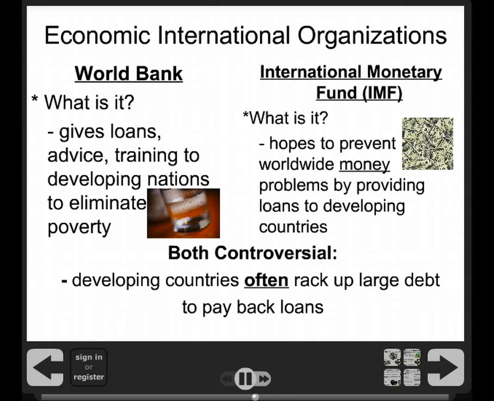Now, why is this controversial? Well, as you heard me say, they're not giving this money away, it's a loan. So developing countries have to pay back this money that they're given. Oftentimes, they rack up so much debt that it's almost impossible for them to pay back. So while it does have its benefits, it's giving loans and money to help countries build infrastructure, schools, highways, police, humanitarian aid. They eventually have to pay this money back, and sometimes they can't.